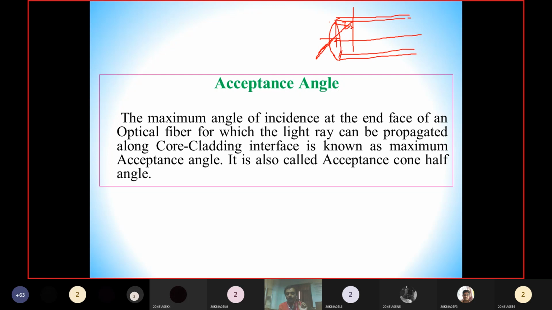So the angle inside at the core-cladding interface should be greater than theta c. For that, we have to apply a sufficient angle at the input, and that angle we will call the acceptance angle.